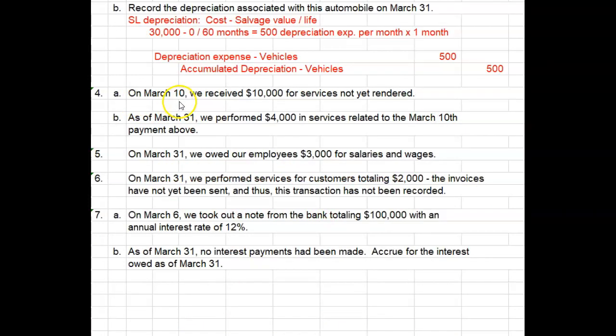On March 10th, we received $10,000 for services not yet rendered. We cannot count that $10,000 as earned revenue until we perform the services. Therefore, this needs to be recorded as a liability called unearned revenue or unearned service revenue.